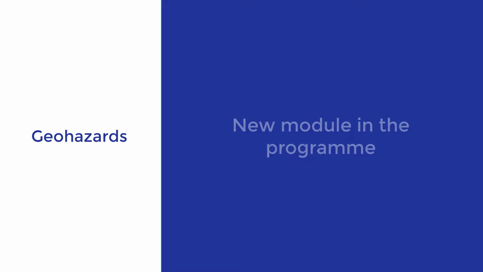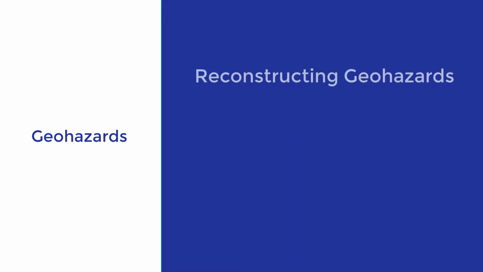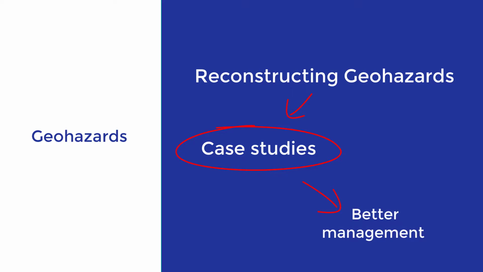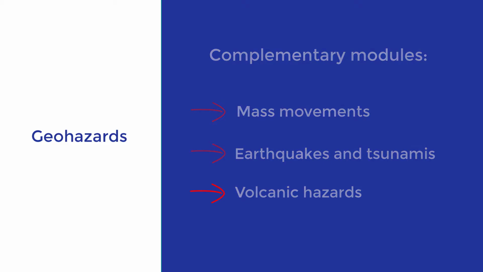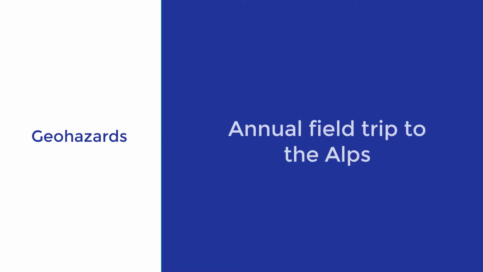Geohazards is a relatively new module in the program. It focuses upon reconstructing geohazards. You'll look at case studies and learn how these situations could be better managed. There are other modules in the program where you can further deepen this knowledge, such as mass movements, earthquakes and tsunamis, and volcanic hazards. The annual field trip to the Alps will also involve looking at geohazards such as mass movements in the area.